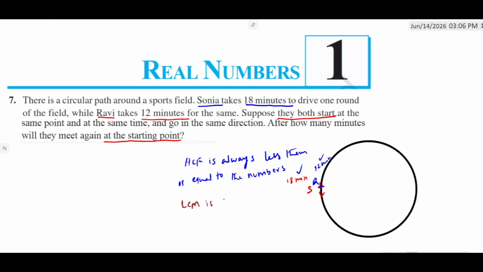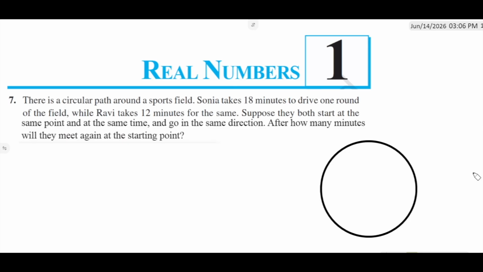Now let us see what LCM means. LCM is the least common multiple, right? So the multiple is always greater than the given two numbers. Okay, so here in this problem, 18 and 12. After one round they are not going to meet. That means if you consider 18 minutes, after 18 minutes they are not going to meet. That means we need a number which is more than 18 and 12. That means we have to find the LCM.